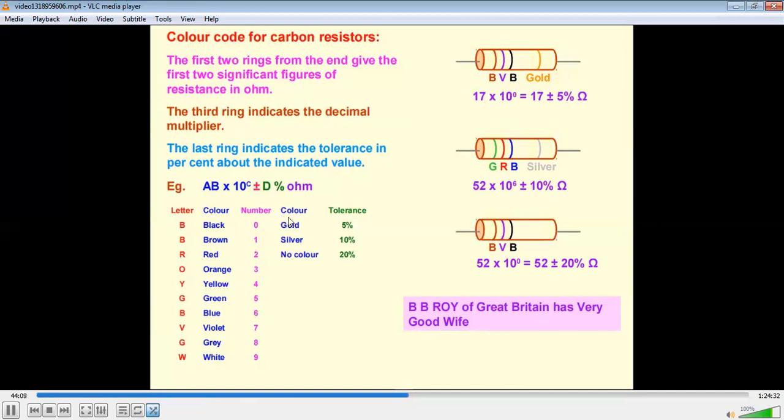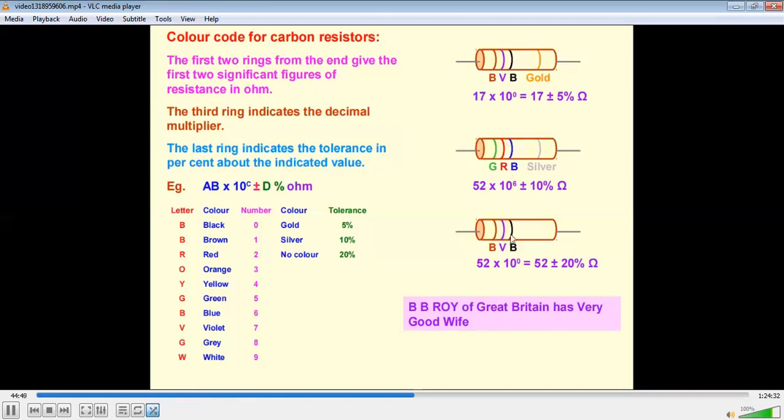For color and tolerance, suppose gold color, the tolerance will be 5%, silver 10%, and if there is no color, then 20%. So in the right side of the figure, for gold, the first ring will be brown, and then violet, then black. And the last ring indicates gold. This is why 5% tolerance. Now for the silver, first one will be green, red, then blue. So the last ring is silver. This is why it will be tolerance 10%.